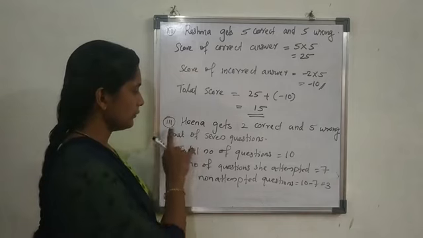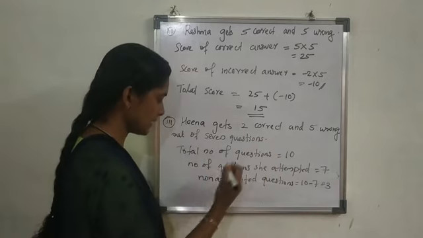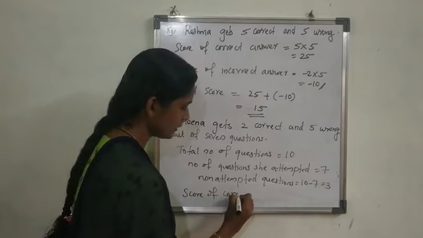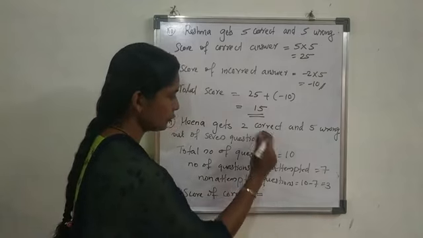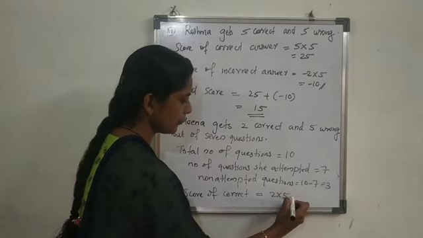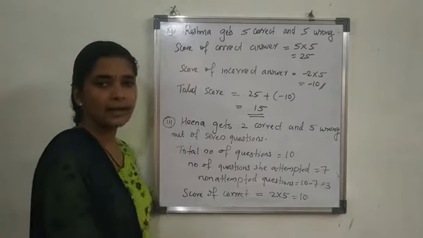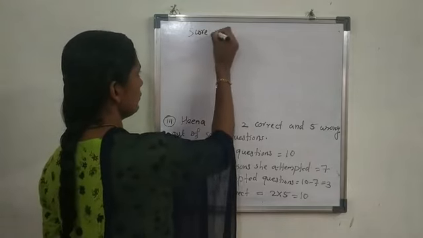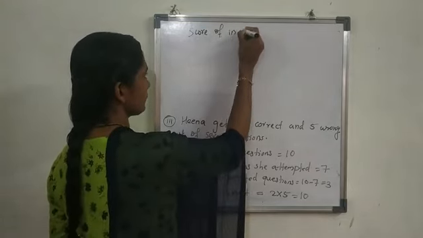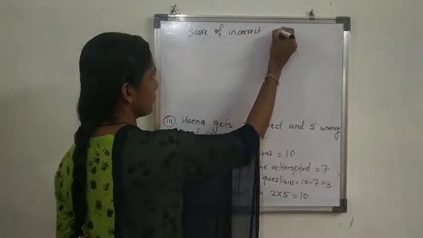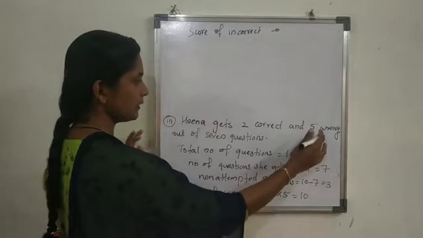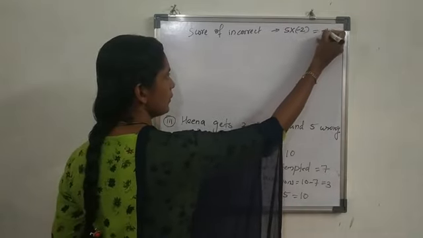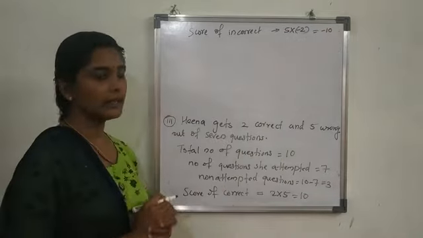Then first we can write the score of correct answers. 2 correct answers are there. 2 into 5, 10 is the score of correct answers. Score of incorrect answers: how many incorrect are there? 5 wrong answers are there. 5 into minus 2 is equal to minus 10, the score of incorrect answers.